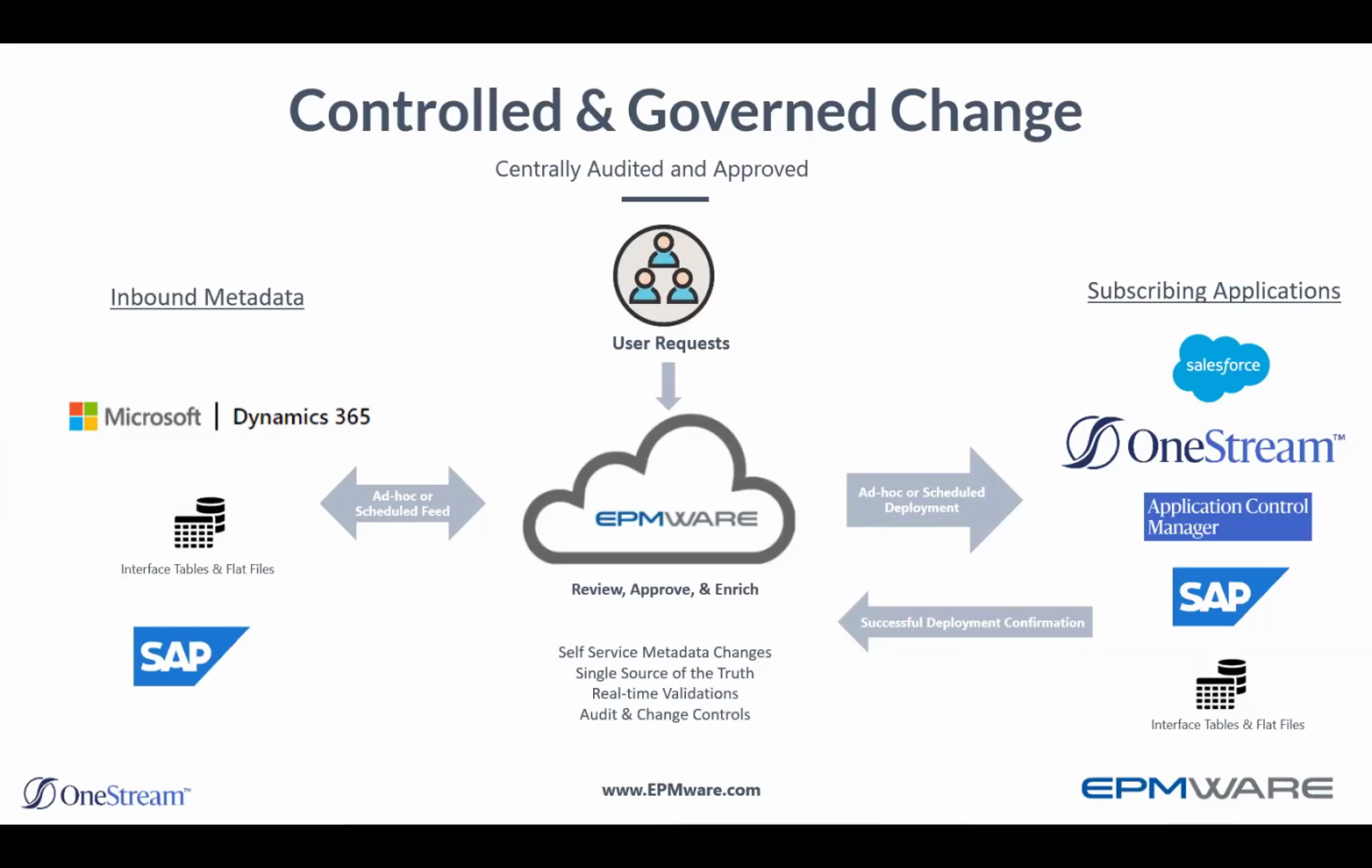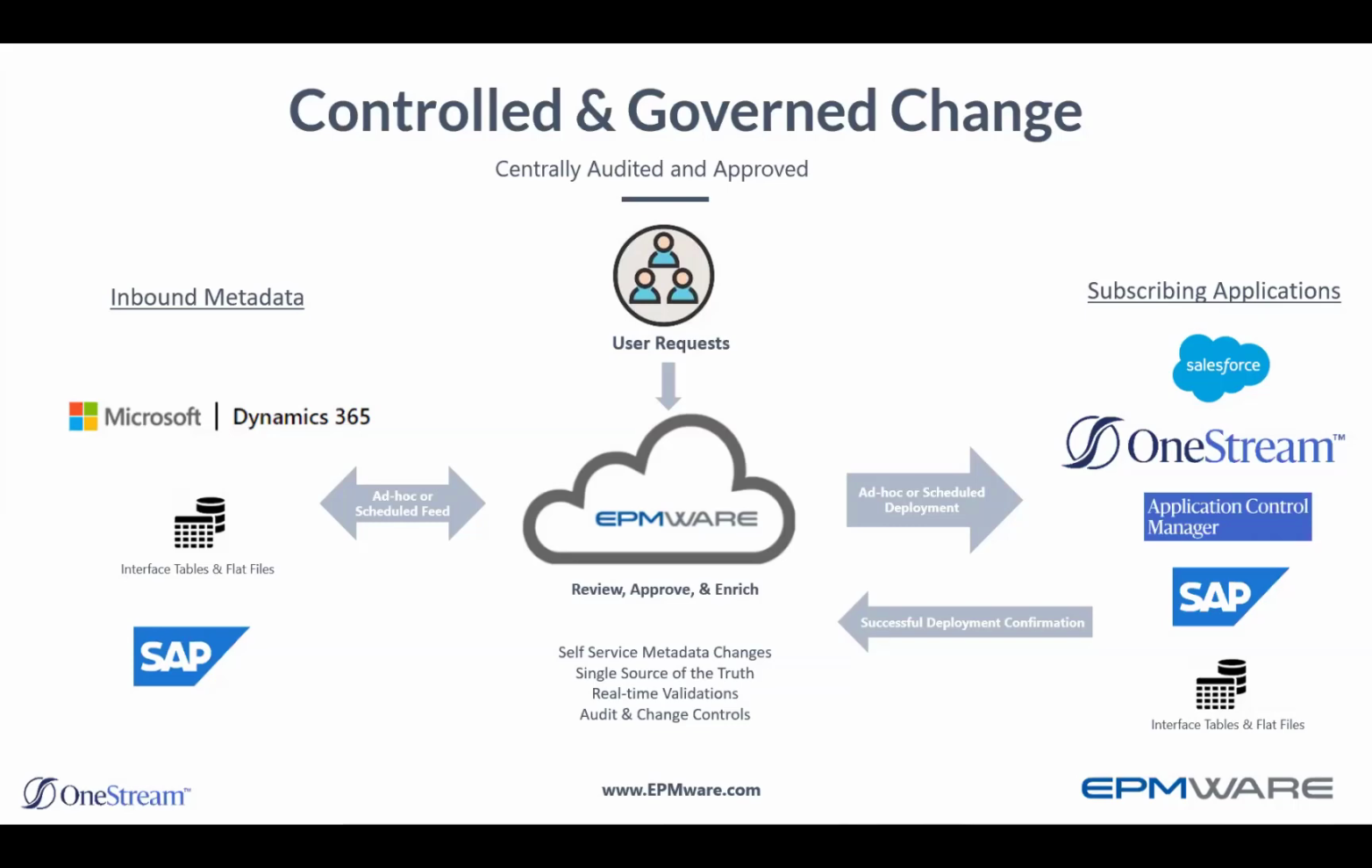Now, EPMware will show you exactly what that metadata is going to look like in that downstream application. It will also validate and govern all of those changes for those downstream applications in real time. So as the user is creating that change, it will automatically validate that the member name looks okay, it has the right number of characters, the description is aligned.